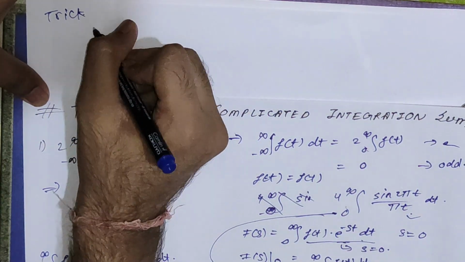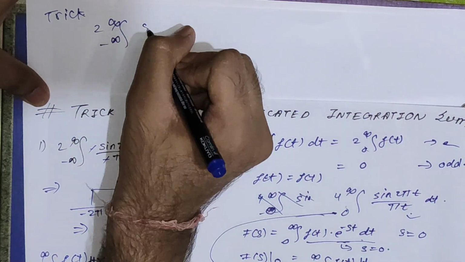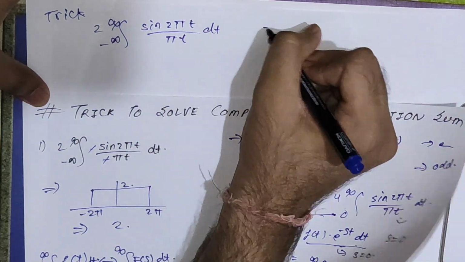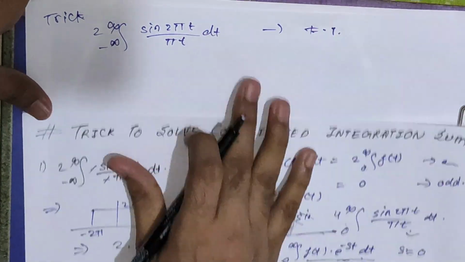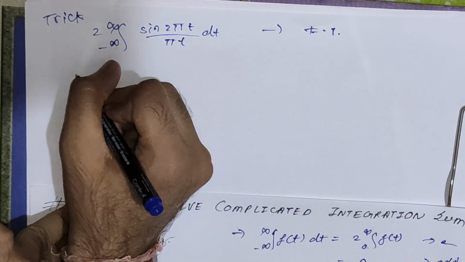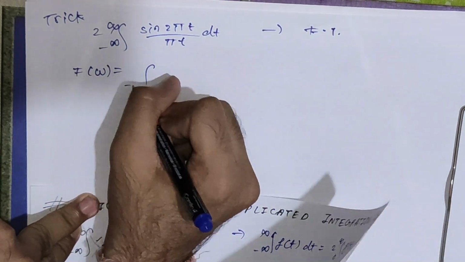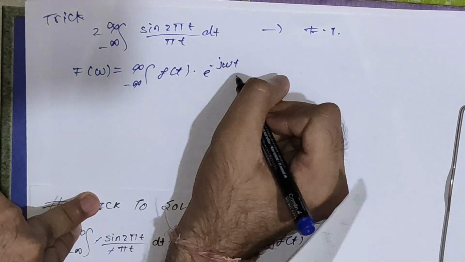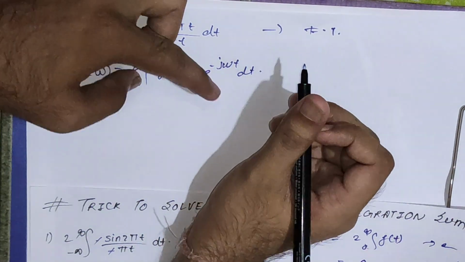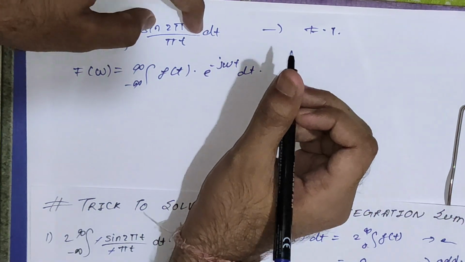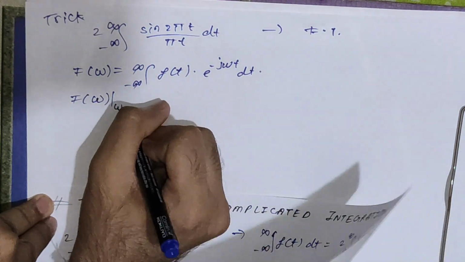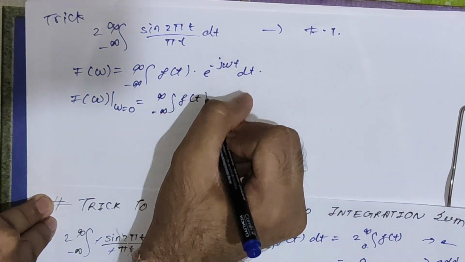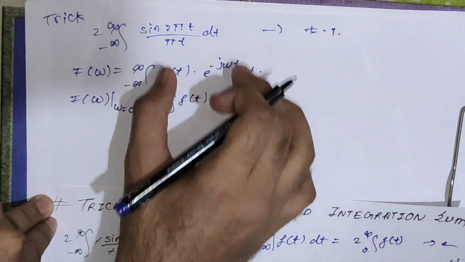So the trick to solve this question, that is 2 times the integral from minus infinity to infinity of sine of 2 pi t upon pi t dt, is the use of Fourier transform. We know the formula of Fourier transform, that is F of omega equals the integral from minus infinity to infinity of f of t e raised to minus j omega t dt. Okay, now to get this function into the style of this question we have to put omega equals 0. So if we put omega equals 0 we will get the integral from minus infinity to infinity of f of t dt. Now you can see these styles are matched.